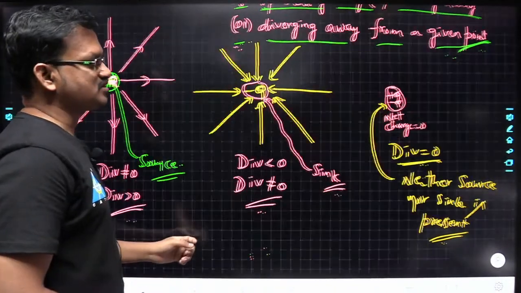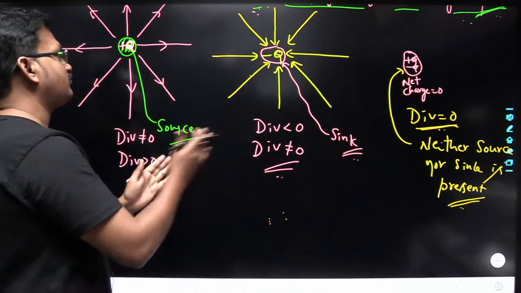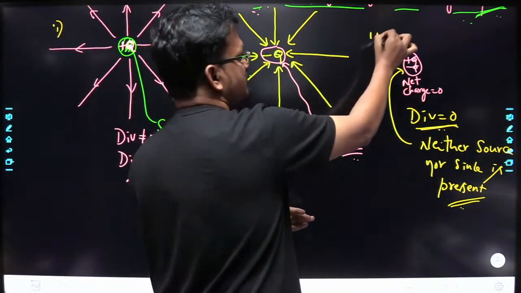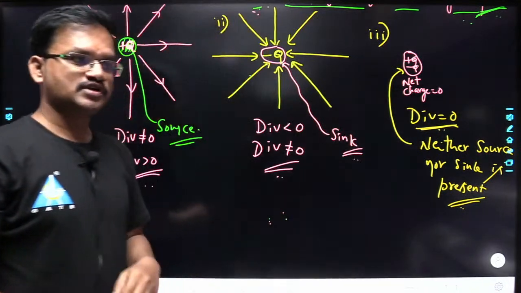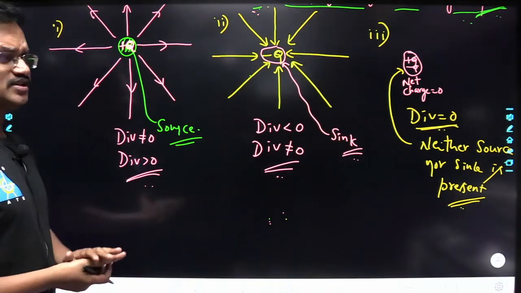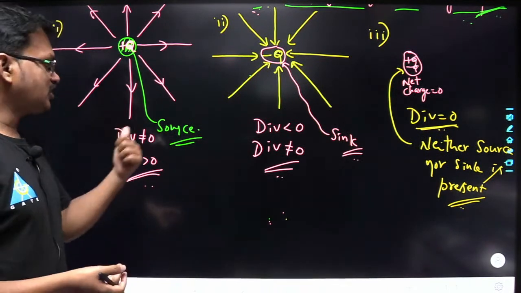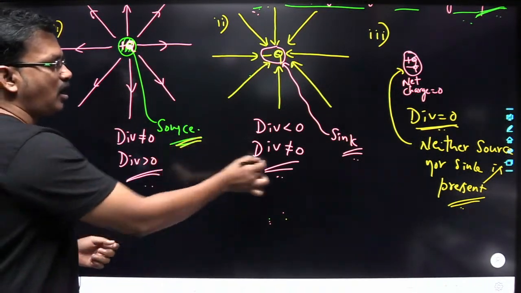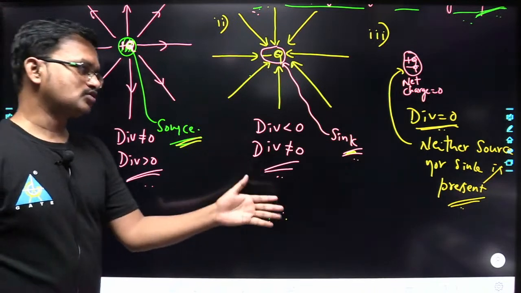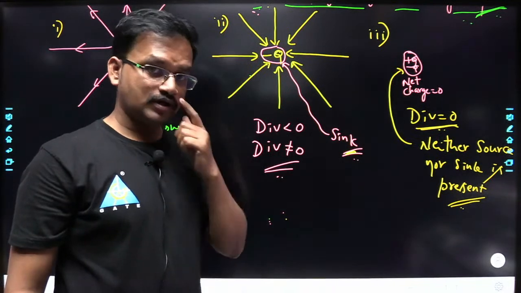So from these three cases we have made one observation. Let us say this is case 1, this is case 2, and this is case 3. So from these three cases we have observed one thing here. For the divergence to exist at any point, what must be present at that point? Either source or sink must be present. So if neither source nor sink is present at a point, then at that point divergence will be equal to 0, right?